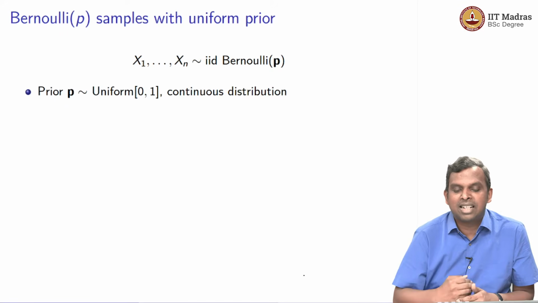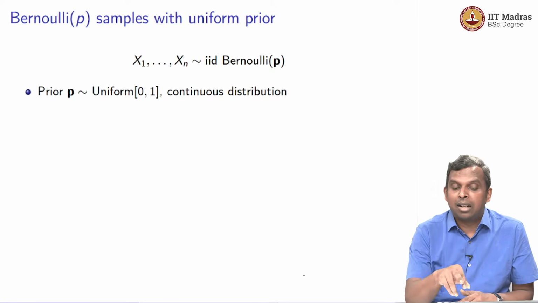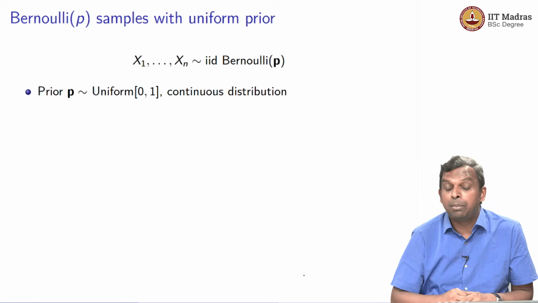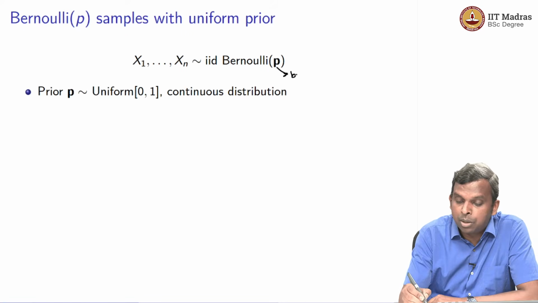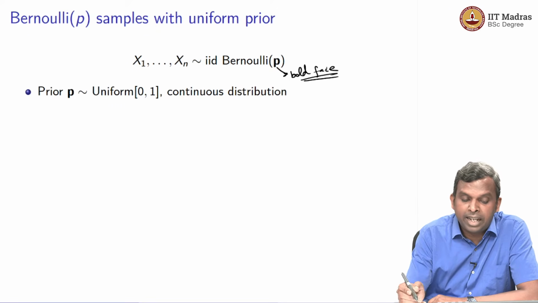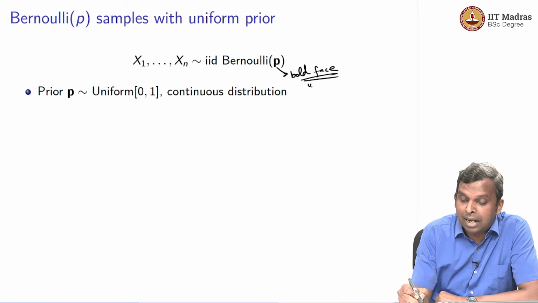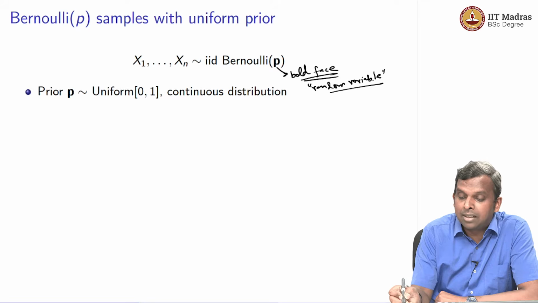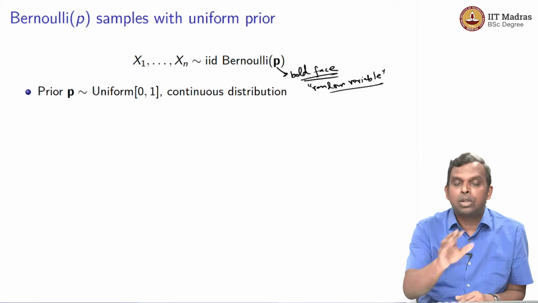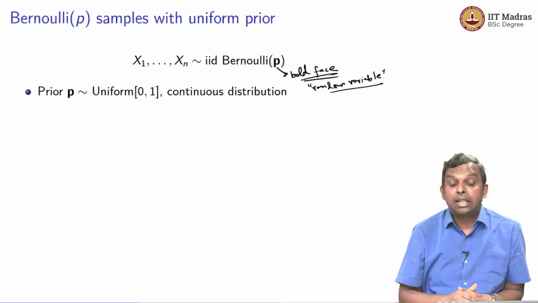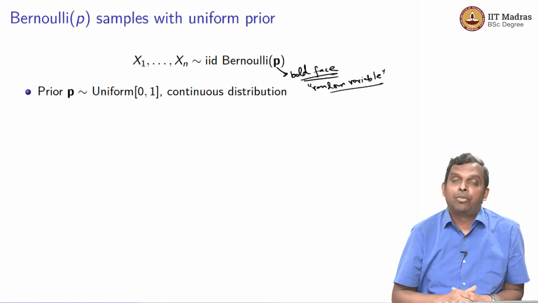What is more interesting as a prior is you have X1 to Xn being IID Bernoulli. I'm using the bold face here. You see here I'm using bold face. Why is that? Just to indicate that this is a random variable. It's not a constant. Just to emphasize that this p is a random variable, I'm using bold face here. So how is this p chosen? It's chosen uniformly from 0 to 1.